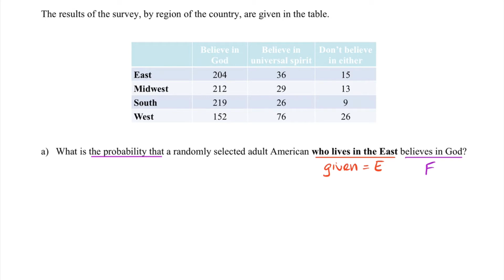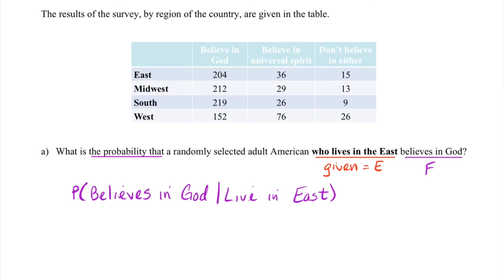That is, we're trying to find the probability that someone believes in God given that they live in the East, and we translate that to be the probability of F, someone believing in God, given that event E, they live in the East, has occurred. Taking a look at our table then, the first column of our 4 regions are those who believe in God, and that's what we're looking for.